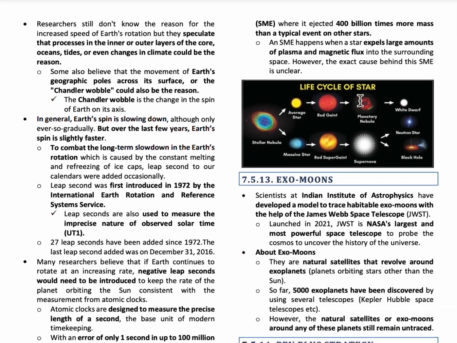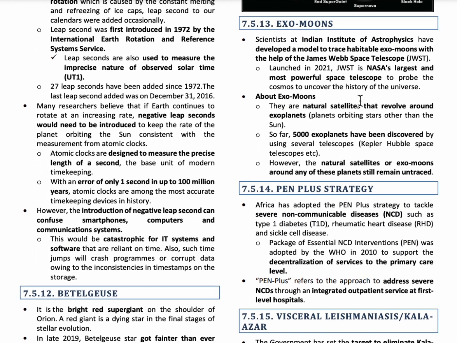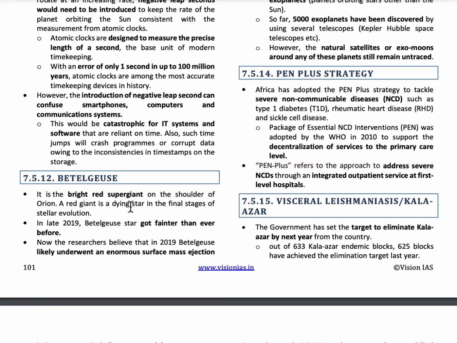The next topic is Betelgeuse. So it is the dying star and is in the final stages of stellar evolution. Researchers believe that this Betelgeuse star has undergone enormous surface mass ejection where it releases 400 trillion times more mass by expelling large amount of plasma and magnetic flux.